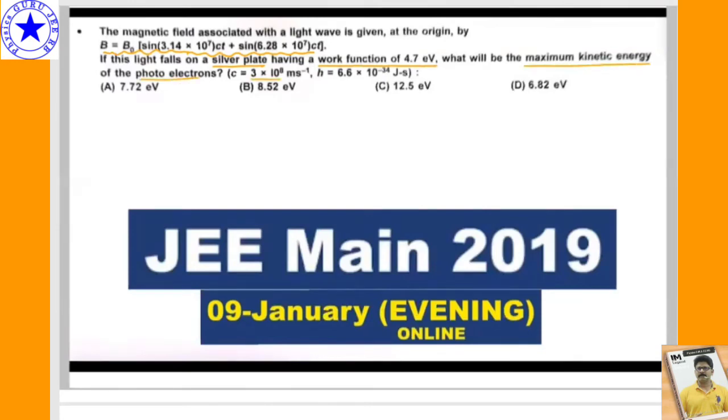The value of C is given as well as h. Now we can proceed, which is given in January evening JEE Mains 2019. Now, the maximum kinetic energy of a photoelectron ejected will correspond to the higher frequency of electromagnetic radiations falling on that silver plate.